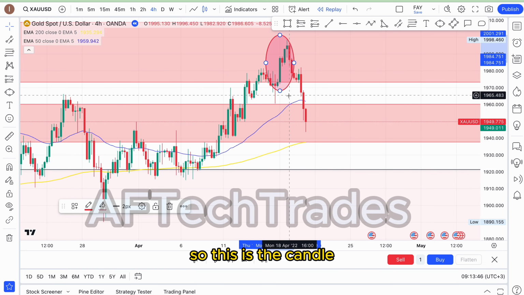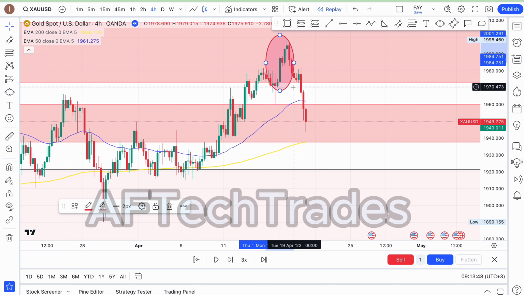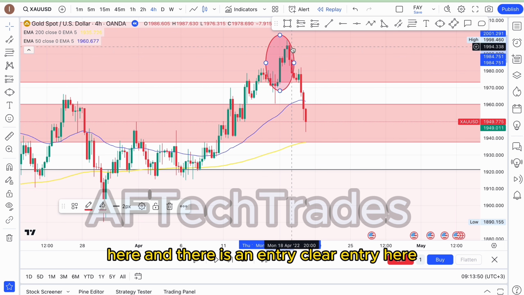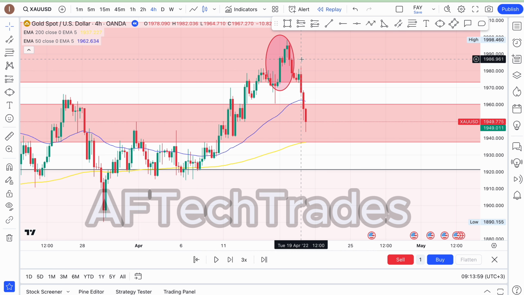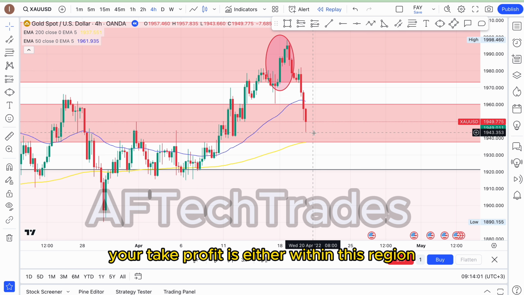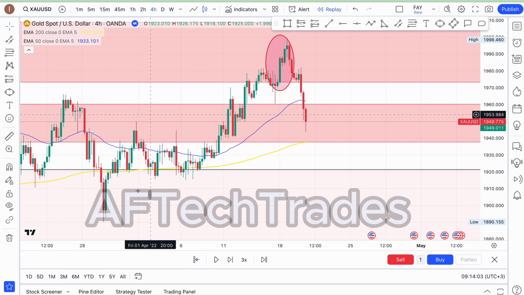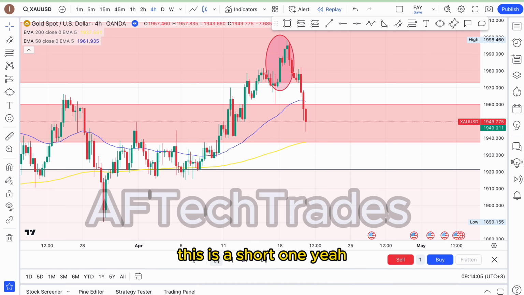So this is the candle here, and there is a clear entry here. So this entry, you place a sell here. Your take profit is either within this region. This is a short one.